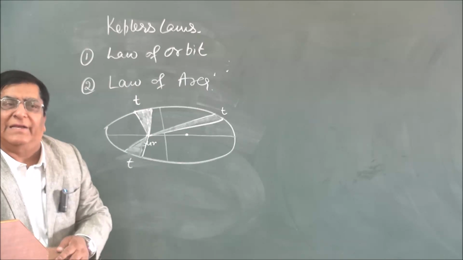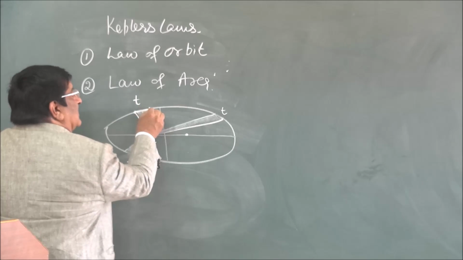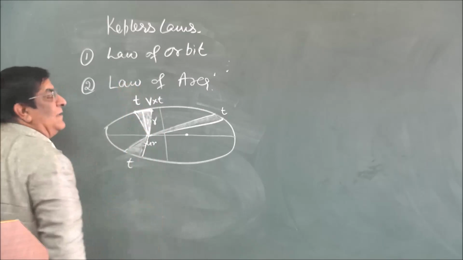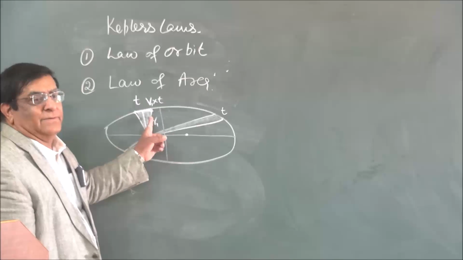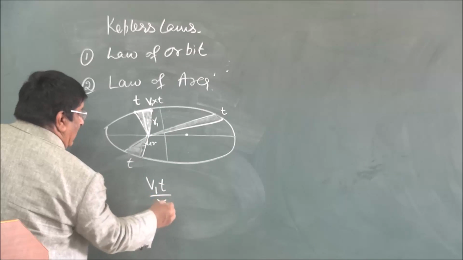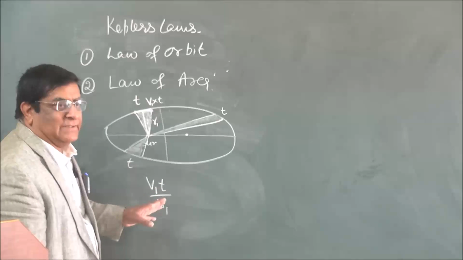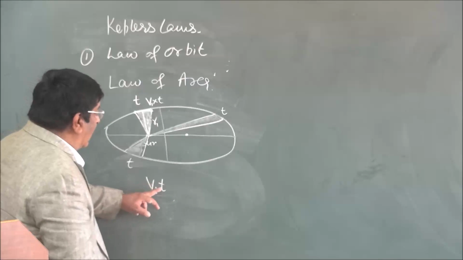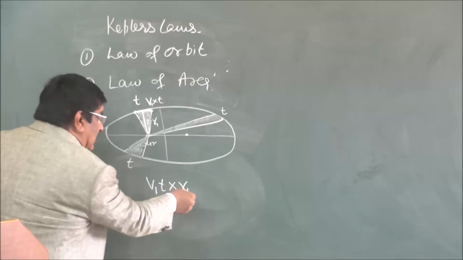So how do we find out the area in it? Area is base upon height. And if time is t, and its velocity is v, then v multiplied by t is this distance, multiplied by this height, which is approximately r. So v1 into t multiplied by r1, divided by t. This is aerial velocity. You got it? No, I'm mistaken. V1t is the distance multiplied by R1 height, that gives the area, and this is to be divided by time.